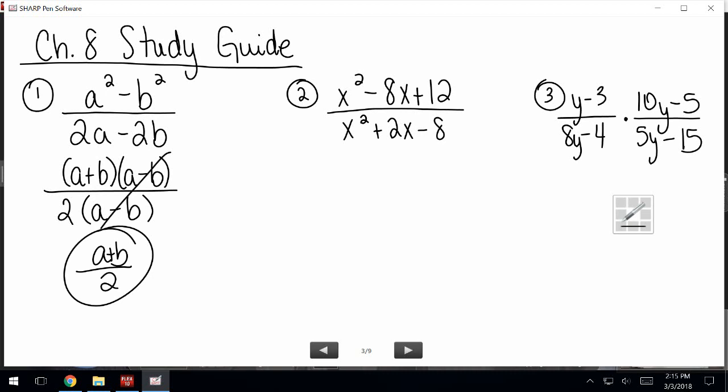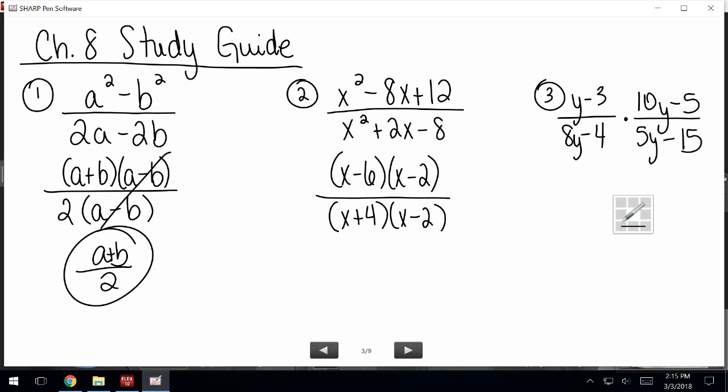All right, and if you're worried about restrictions, that one does not have a restriction because 2 can never be 0. All right, number 2, we're going to factor that one out. So that would be negative 6 minus 2 on the top. And that would be positive 4 minus 2 on the bottom. Because we're multiplying, and one binomial is on the top, and one binomial is on the bottom, those guys cancel out. And that would be your answer. And if you're worried about restrictions, the restriction would be x could not be negative 4, because if I plugged in negative 4, it would make the denominator become 0.